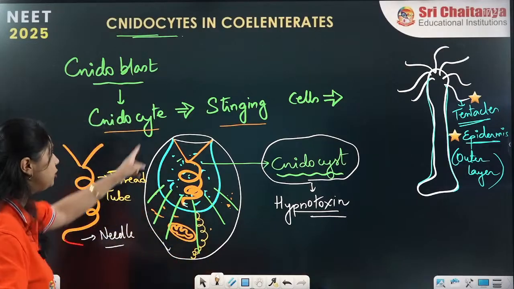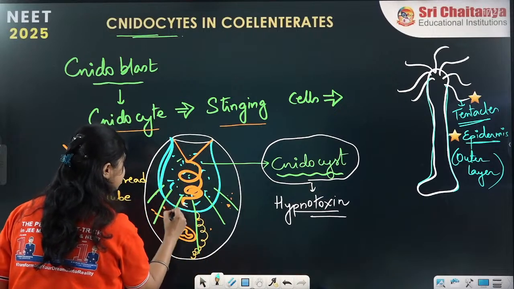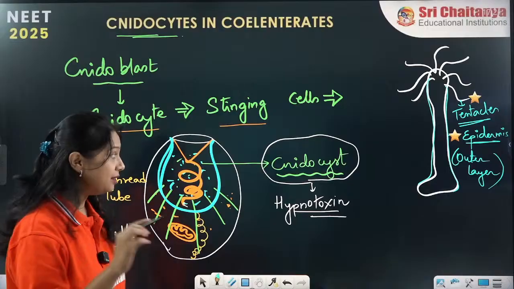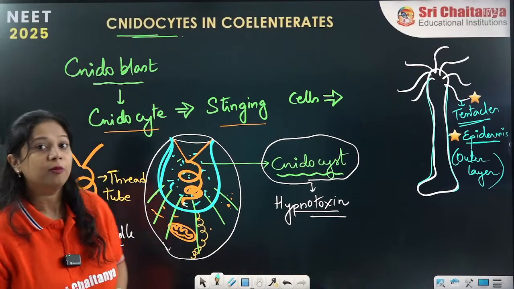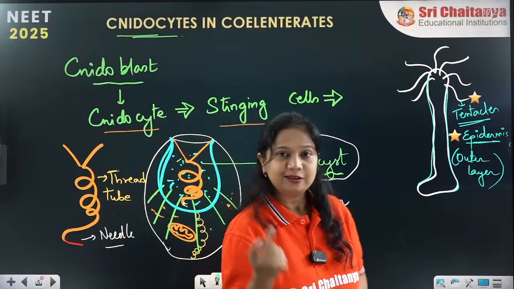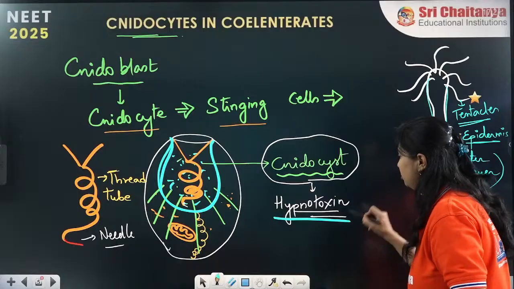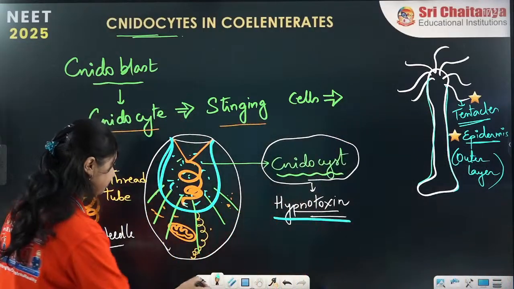So these hypnotoxins are present in this sac-like structure. Inside this sac-like structure, these hypnotoxins are present, and the hypnotoxin is injected using this thread tube in the form of a needle. Through the needle, they just inject the hypnotoxin into a human body or any animal's body. So this is the most important characteristic.